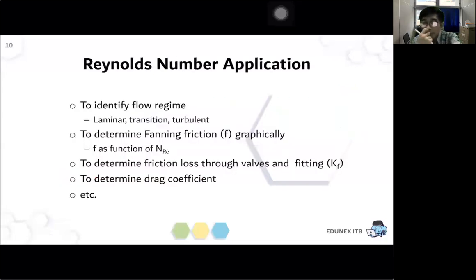Okay, and yesterday I mentioned that other than identifying flow regime, later we will discuss the application of Reynolds number.